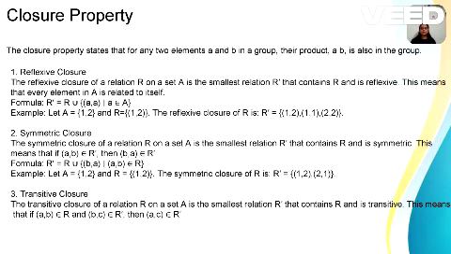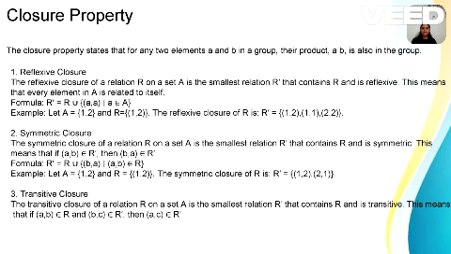Closure property. The closure property states that for any two elements a and b in a group, their product ab is also in the group. Reflexive closure. The reflexive closure of a relation R on set A is the smallest relation R' that contains R and is reflexive. This means that every element in A is related to itself. Formula: R' = R ∪ {(a, a) where a belongs to A}.